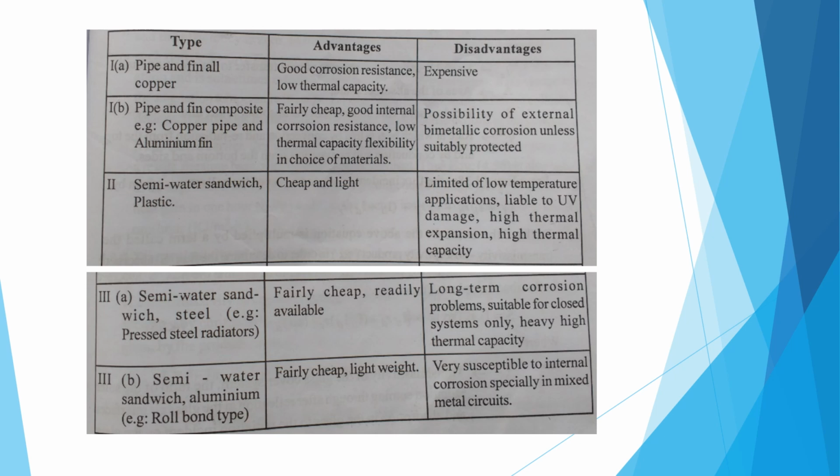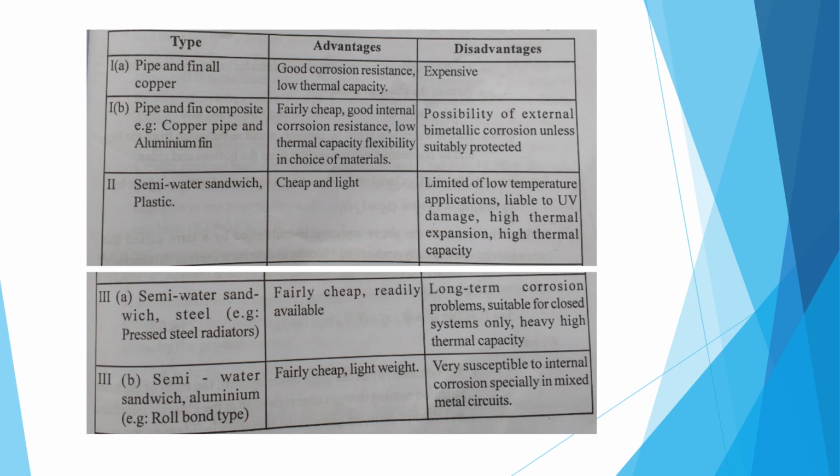Type 2 is cheap and lightweight, but limited to low temperature applications, liable to UV damage, that is ultraviolet radiation damage, high thermal expansion, and high thermal capacity. And in type 3, there is the semi-water sandwich, which is fairly cheap and readily available, but it has long-term corrosion problems, it is suitable for closed systems only, and it is heavy with high thermal capacity.